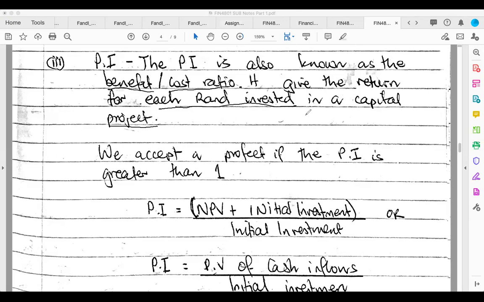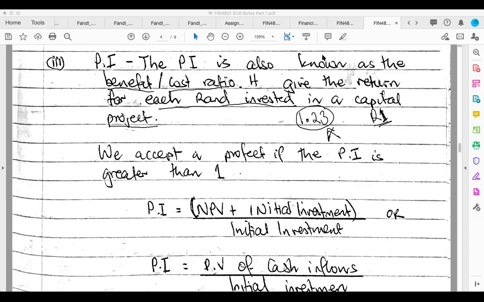So what do we mean by this? If we calculate our profitability index to be 1.23, for example, it means for each 1 rand that we invested in a project, we got a return of 1 rand 23. So that's what the profitability index tells us.